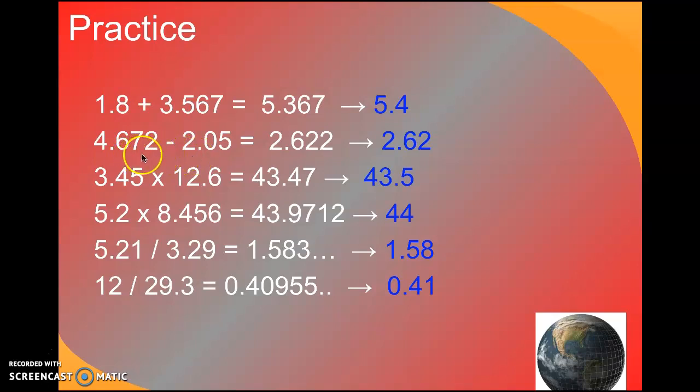This next one, again, subtraction. So we're going by the decimal place. So we have the 100th for this number, 1000th. The least precise is the 100th. So 2.622 will get rounded off to 2.62.